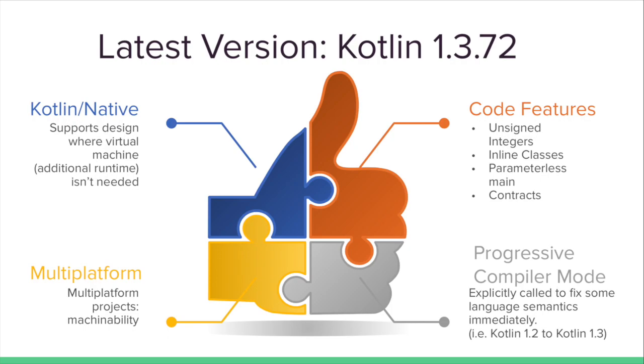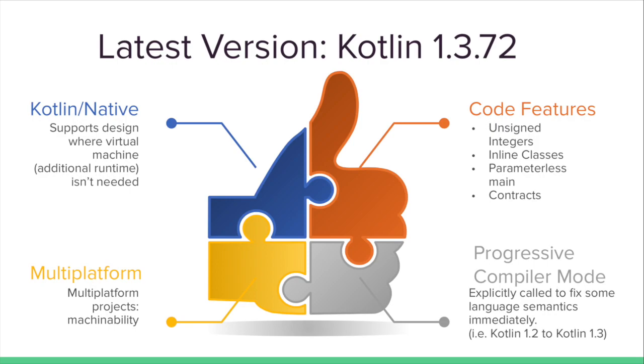Now moving on, there are also many different code features that this new Kotlin provides, and that is unsigned integers, and inline classes, which basically overcome the shortcomings of conventional wrappers around some types. There is a parameterless main, so it's not int main, it's just parameterless. And finally, contracts, which allow a function to explicitly describe its behavior in a way which is understood by the compiler. It has additionally enhanced its multi-platform functions or projects, and this would add a sense of machinability and improve upon its machinability.